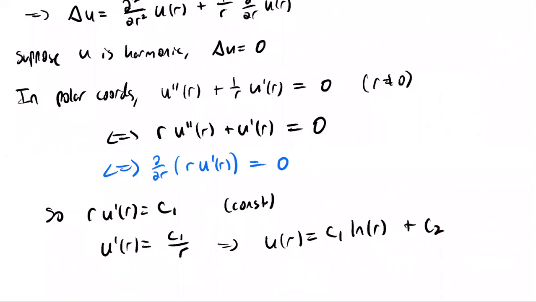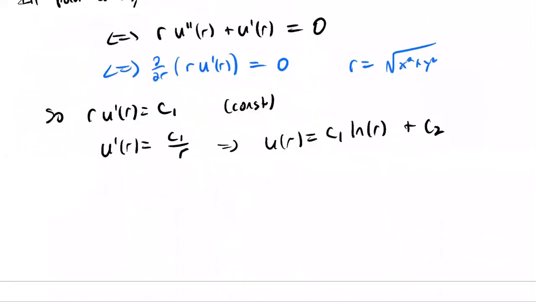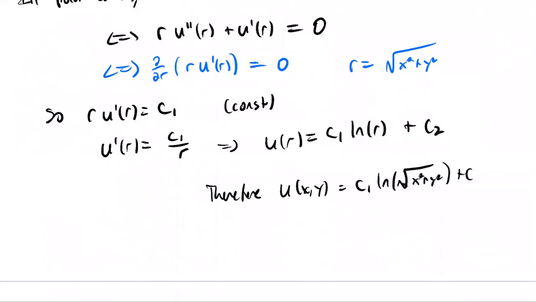Well, remember that we know how to write r in terms of the original coordinates. r is the square root of x squared plus y squared. And so therefore, if we define u of x, y as c1 times natural log of the square root of x squared plus y squared, plus c2, this is harmonic.